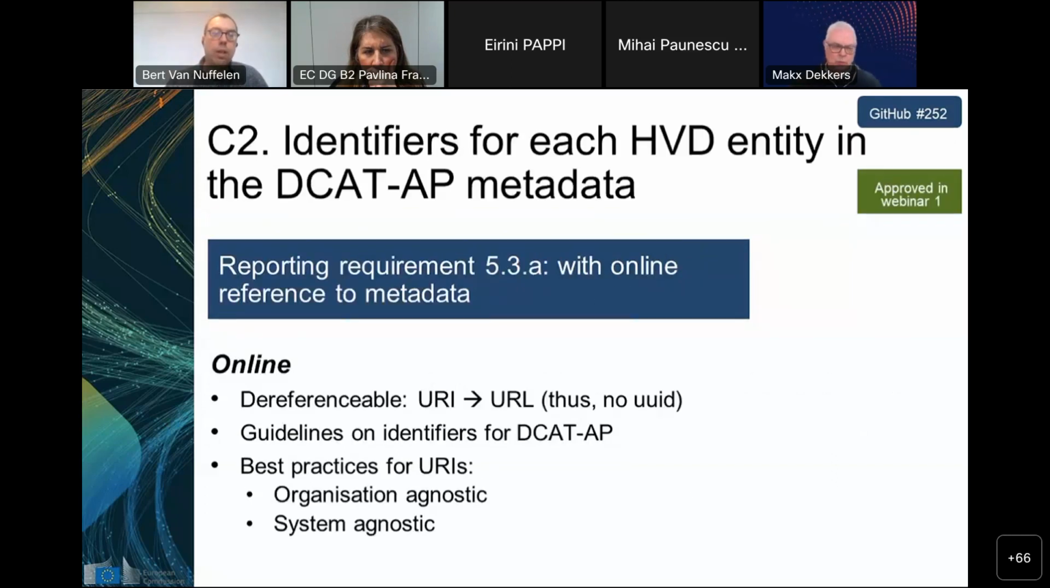Okay, good. On C2, I have 2 slides. The first slide was presented in the previous webinar already. It was on the identifiers and on the need and the requirement to have an online reference to metadata. There we would rely on the DCAT-AP practice of using URIs and so on. So that was accepted in the previous webinar.